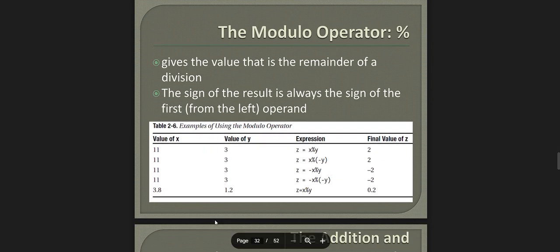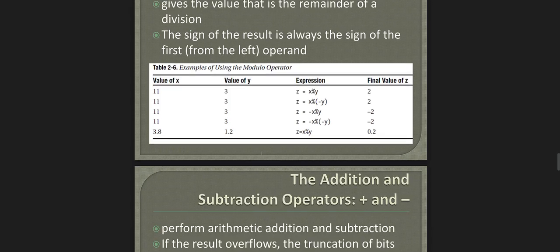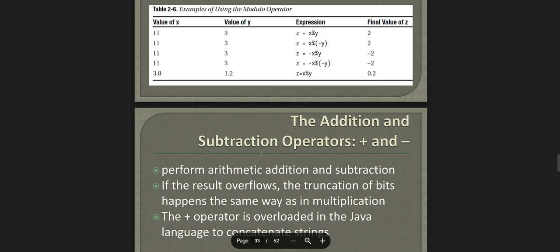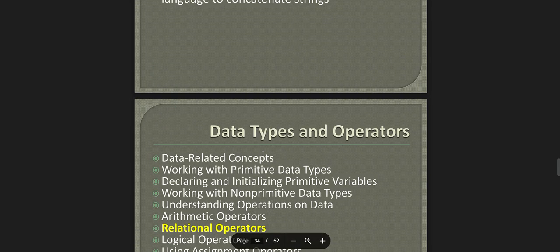The sign of the result is always the sign of the first operand from the left. The addition and subtraction operators plus and minus perform arithmetic addition and subtraction. If the result overflows, the truncation of its bits happens the same way as in multiplication. The plus operator is overloaded in the Java language and concatenates strings.